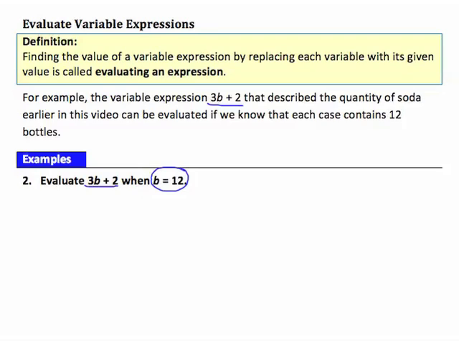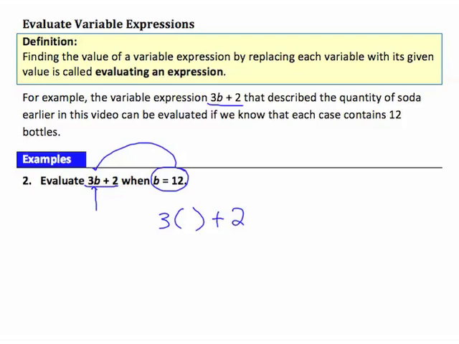So what we're going to do is substitute that value of 12 in for the variable b. Now we want to be really specific about this. Whenever we're substituting for a variable, the first thing we want to do is put an open set of parentheses wherever there was a variable. Notice right next to 3 was our b, so I want to put an open set of parentheses first before I make this substitution.